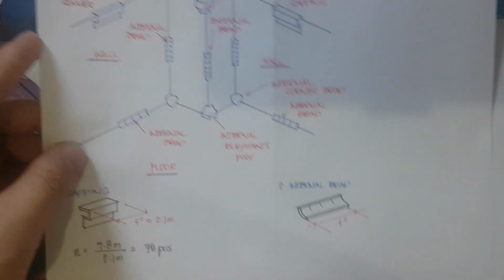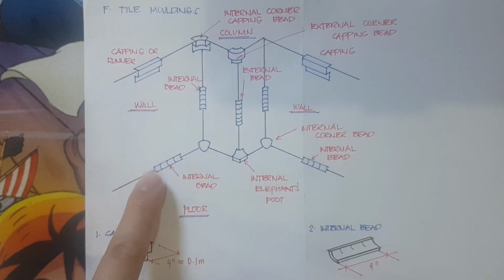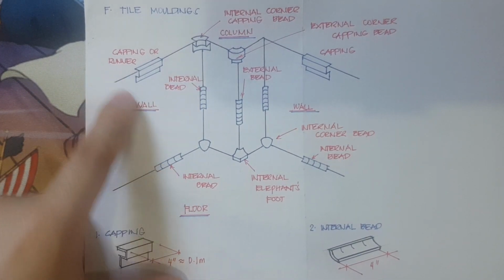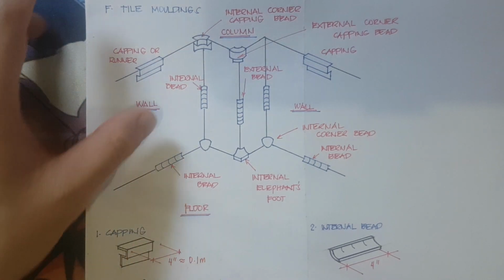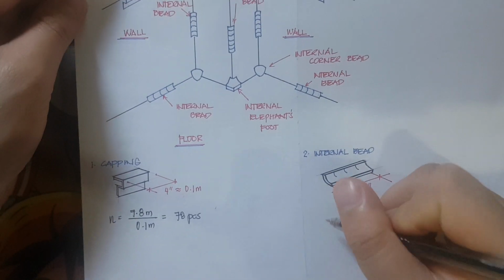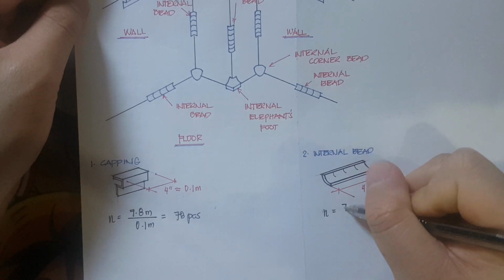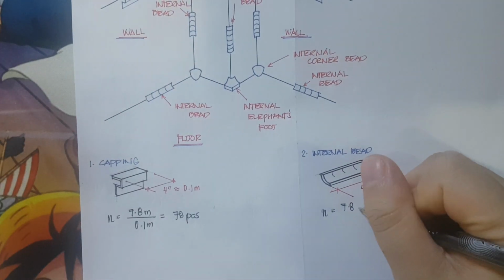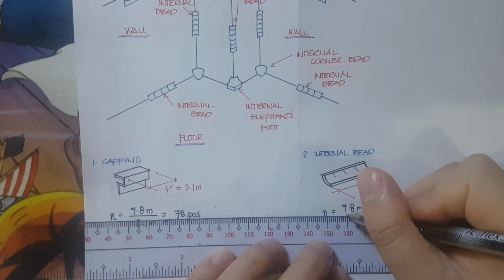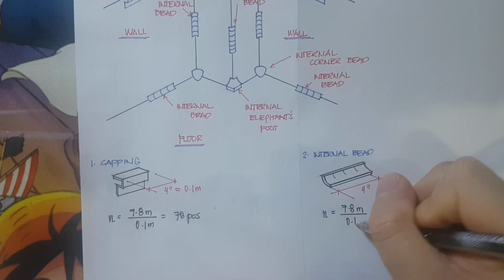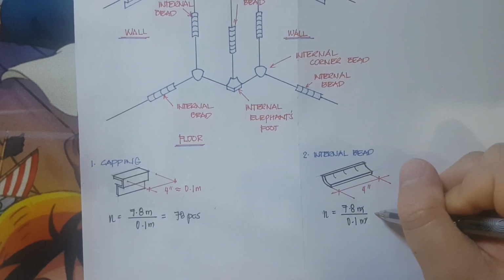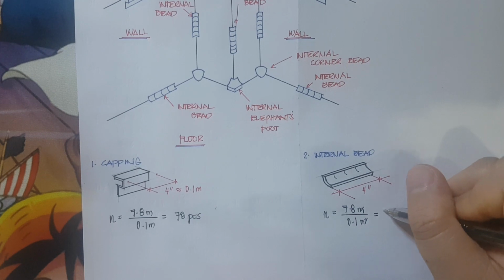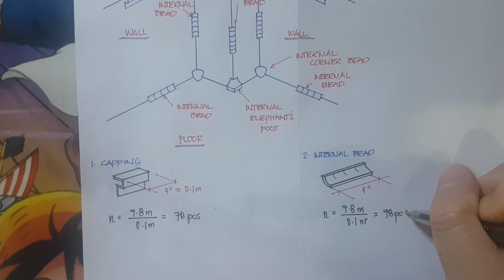Next, we have the internal bead. Same as before: capping is at the top, and the internal bead is at the bottom. So we have the same perimeter. N is equivalent to 7.8 meters divided by 0.1 meter. The meter will simply cancel out, and that is equivalent to 78 pieces.